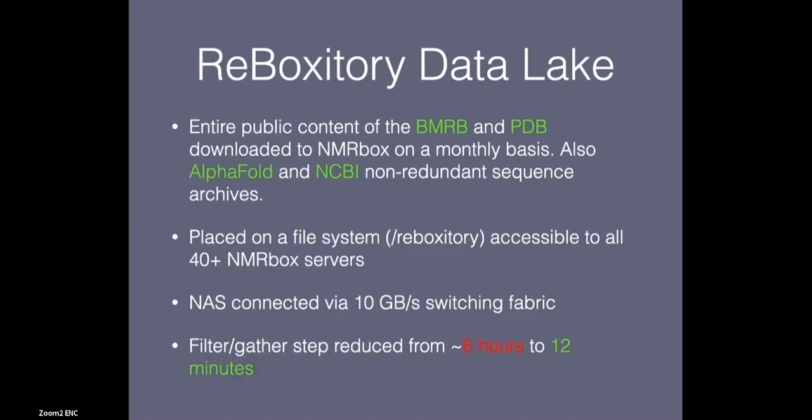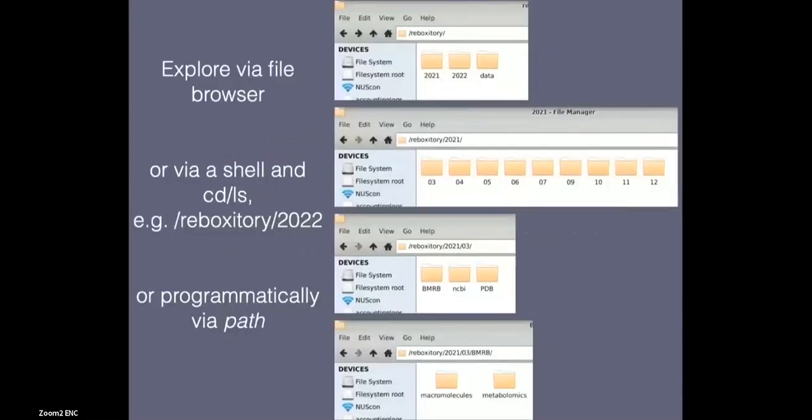That file system is accessible to all of the 40 plus servers that NMR Box runs on. It's connected through a network attached storage and currently a 10 gigabit per second switching fabric. We're in the process of upgrading that to 40 gigabit per second switching fabric. But by bringing the data locally, instead of having to filter and gather everything by downloading from the BMRB and PDB websites, we've reduced that 6-hour workflow to about 12 minutes. So it made the cycle of discovery a lot more efficient.